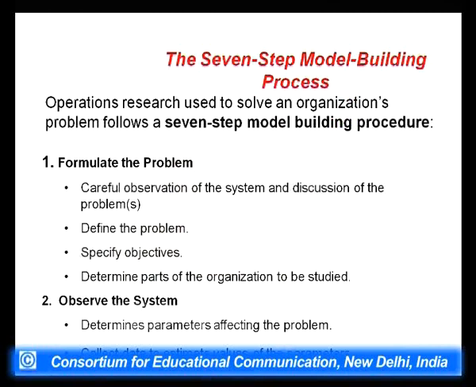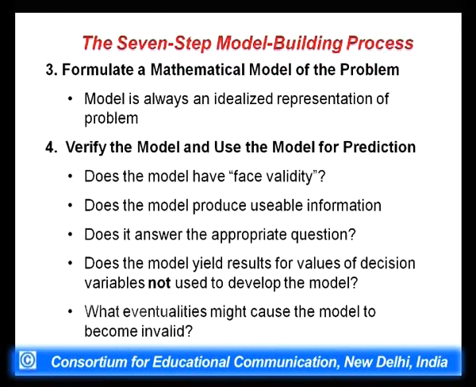And then the second step, observe the system. Determine the parameters affecting the problem. We have to know the parameters which are going to be part of our solution. And then collect data to estimate values of the parameters. So data collection is a must, and data collection should be done in a perfect and very accurate way. Third step is formulate the mathematical model of the problem. Here the model is always an idealized representation of the problem. The exact problem which has been stated by others should be written in a mathematical way.